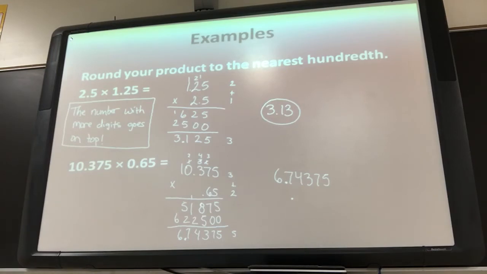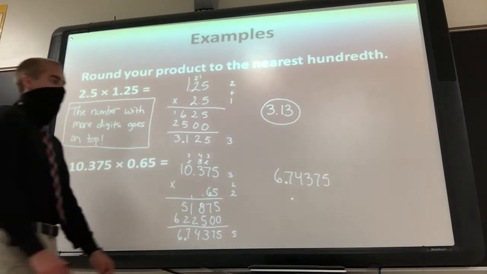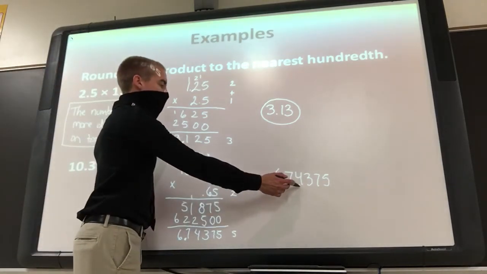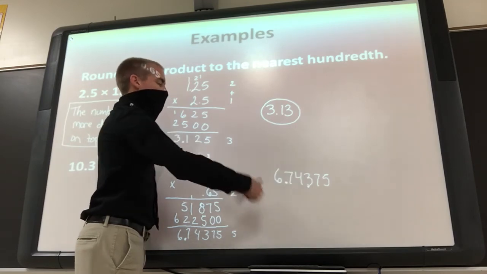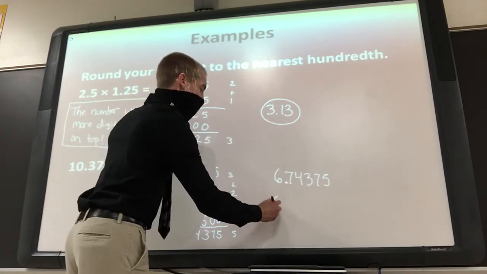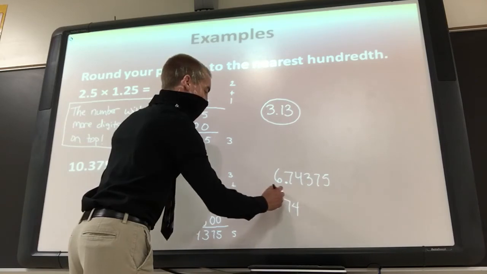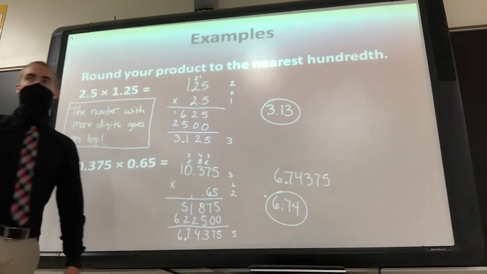Now we round to the nearest hundredth once again. So 4 is in the hundredth spot, and 3 is right beside it. If a 3 comes after it, we don't have to round, so it's going to stay at 6.74.